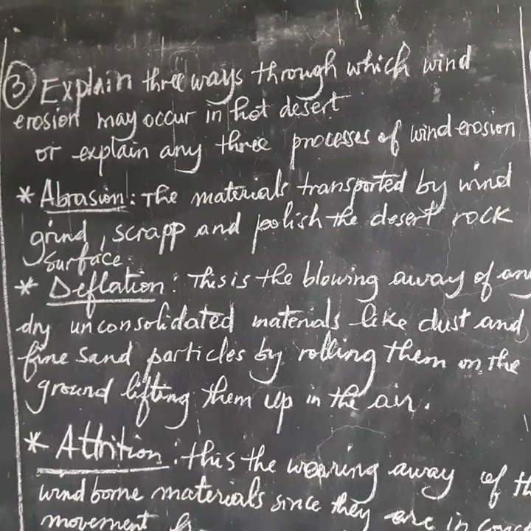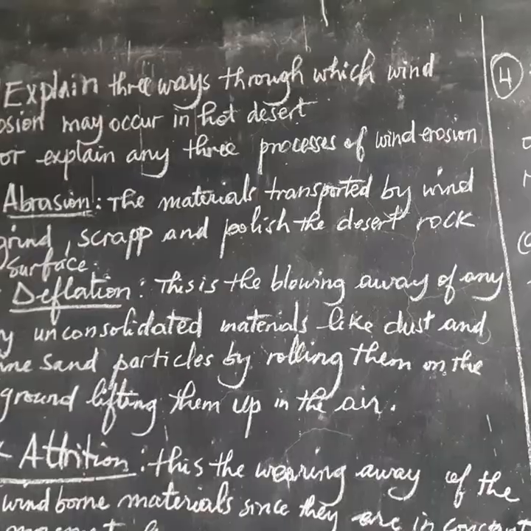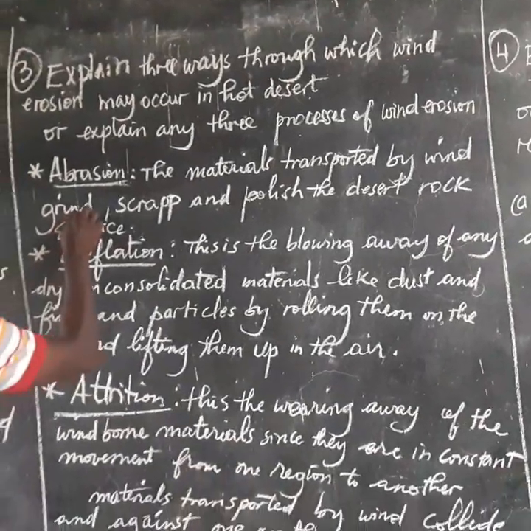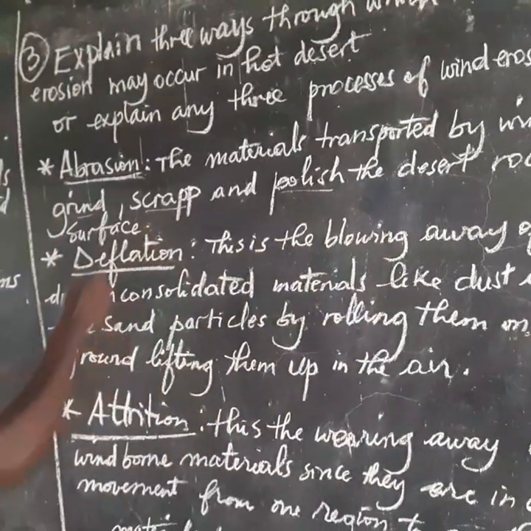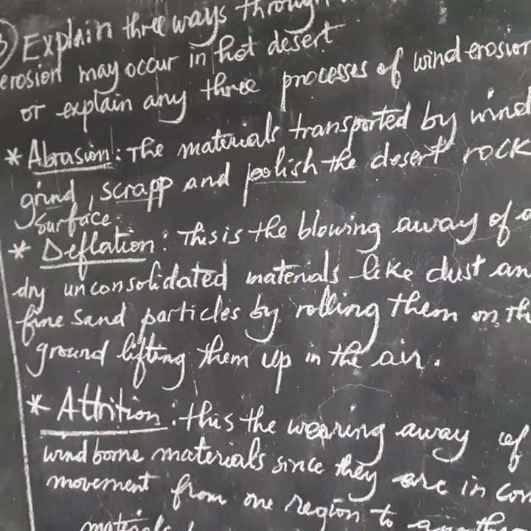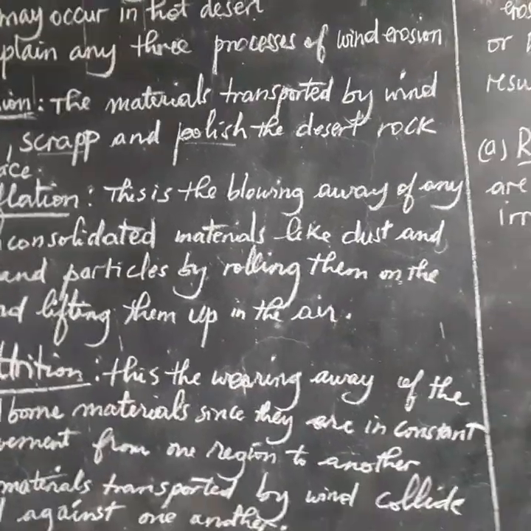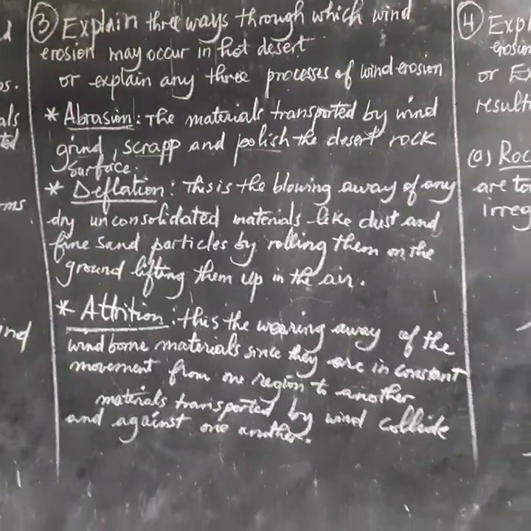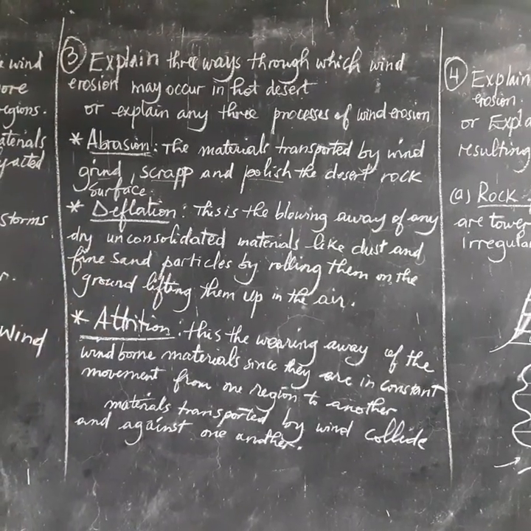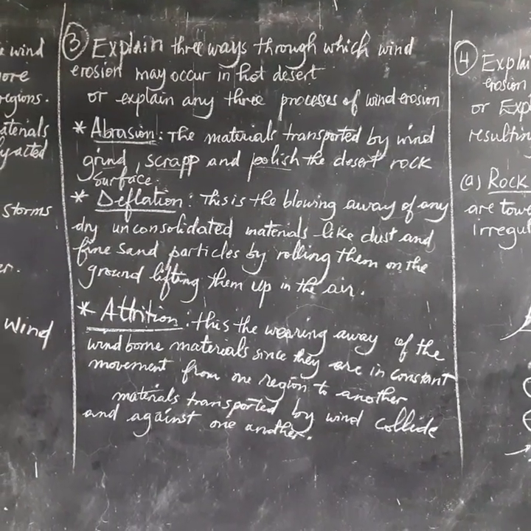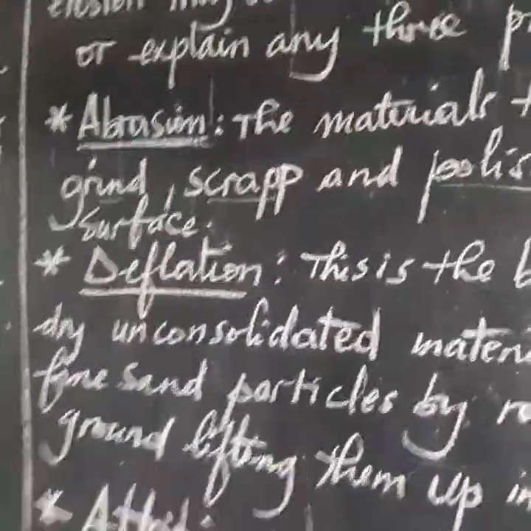The process number 1 is abrasion. Here the material transported by wind rubs, scrubs and polishes the desert rock surfaces. So when you talk of abrasion, this is a process of wind erosion where the materials transported by wind destroy the surface of the desert. That is what we call the abrasion process of wind erosion.